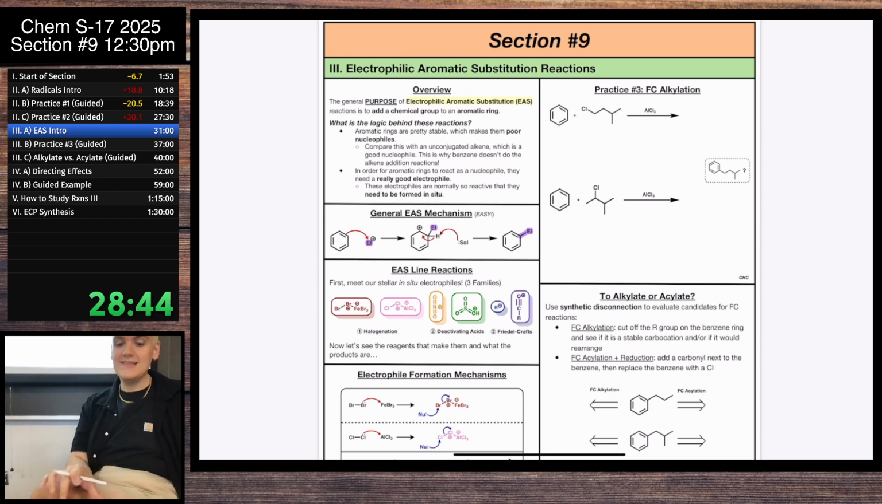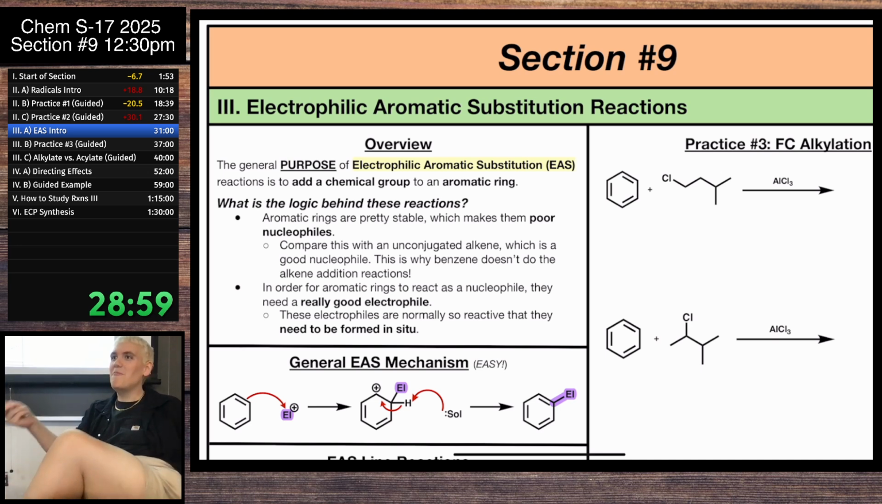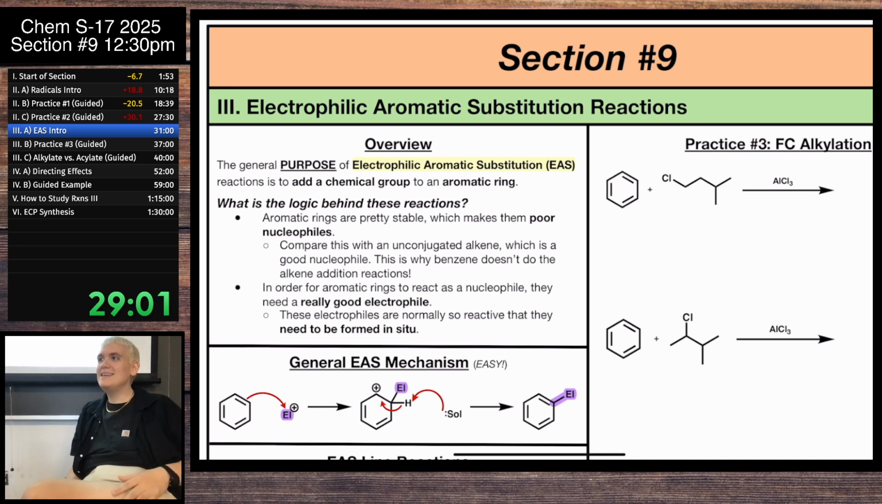But so the EAS, electrophilic aromatic substitutions. The purpose of these reactions is to add chemical groups onto a benzene. And the problem associated with this is that benzenes, as we know, are aromatic, and aromatic compounds are what? Stable. I can't believe that y'all got that. But aromatic compounds are what? Stable. We don't need a call and response. We're beyond that. We're sophisticated.